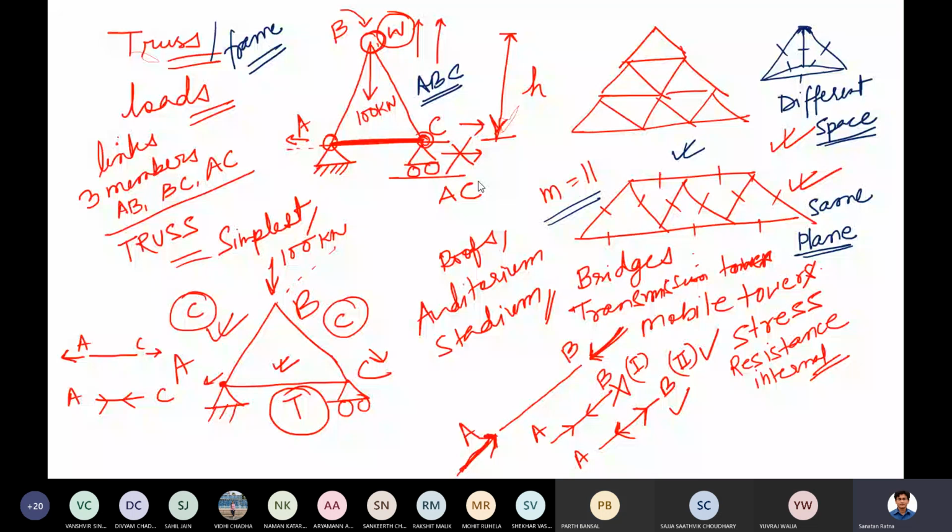Okay, no problem. This ABC, how many members are there? Three. Three members are there. They are your AB, BC, and AC. With one member, was it able to support the load? Tell me.